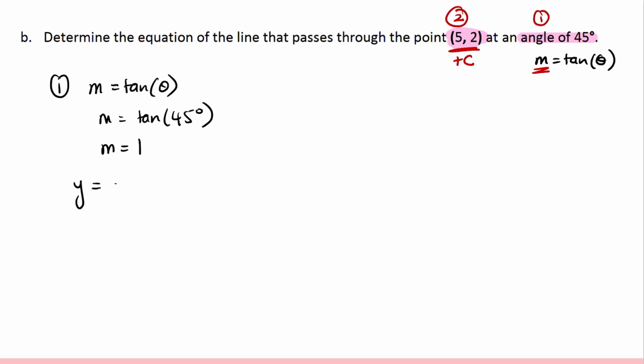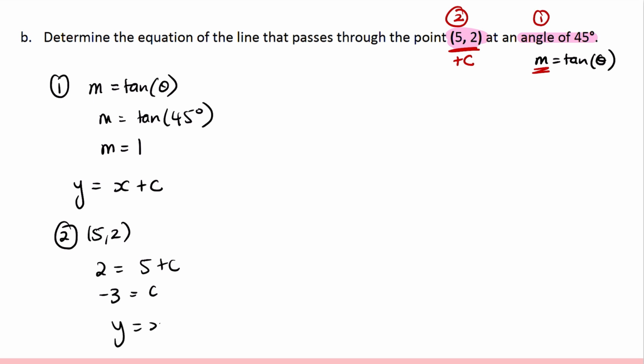So far what I have is y equals 1x plus c. And now in order to find c, all I have to do is substitute in the point. So that'll be 2 equals 5 plus c. Take the 5 over, you get negative 3. So your final equation is going to be y equals x minus 3.